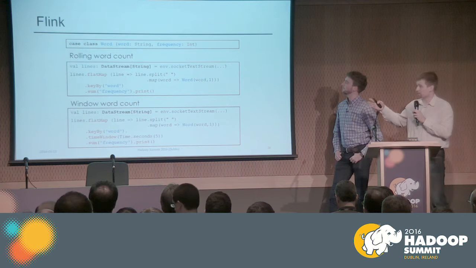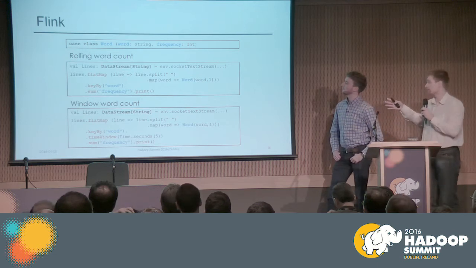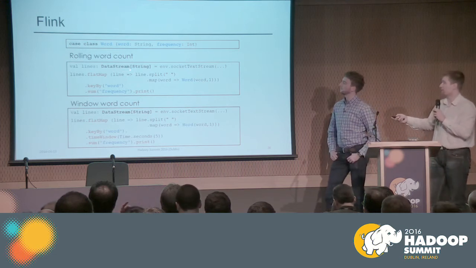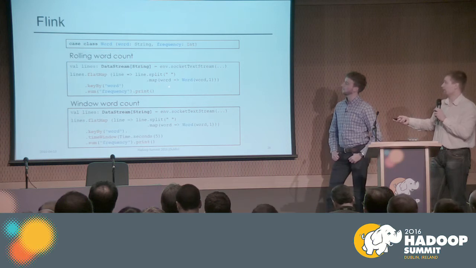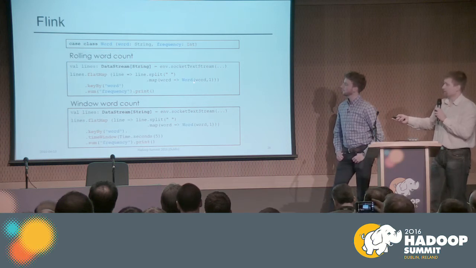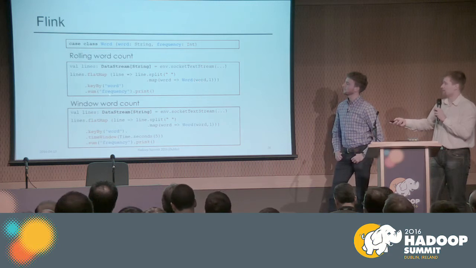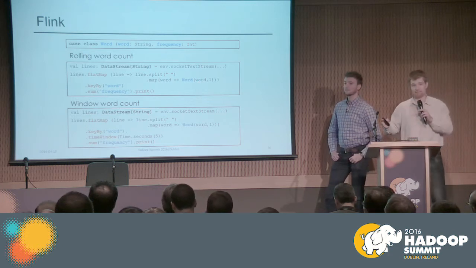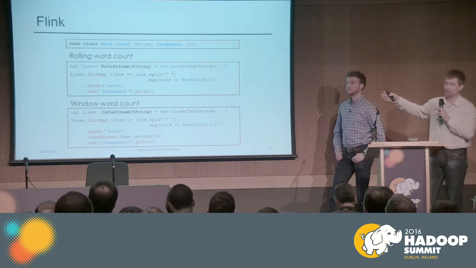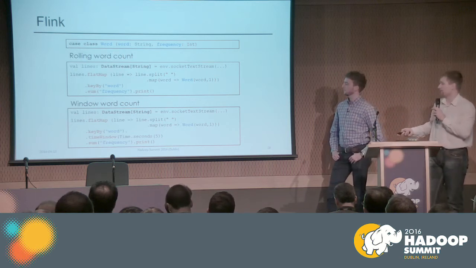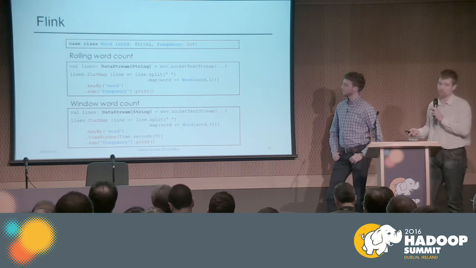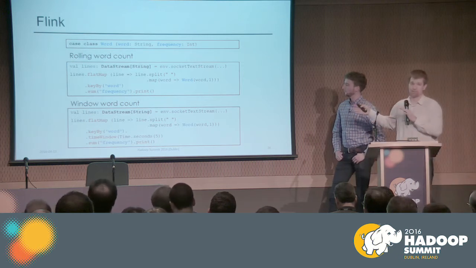And when it comes to these higher-level functional declarative APIs, all we need to do is a flat map for the splitting. We are going to unwrap our data into a word case class. Then we key by the word, sum by the frequency, and that's it. If instead of rolling word count we need a windowing one, all we need to do is add the time window in between. Well, that was the Flink solution.